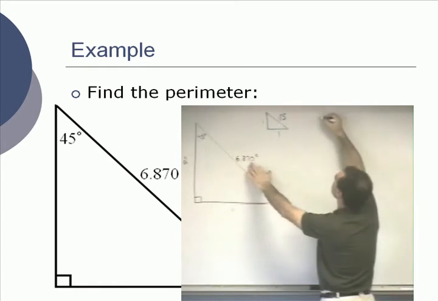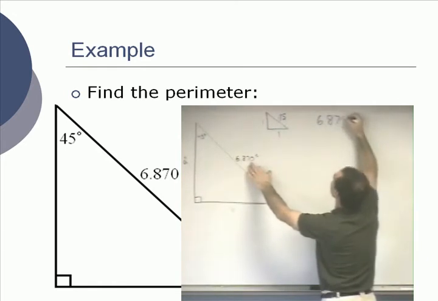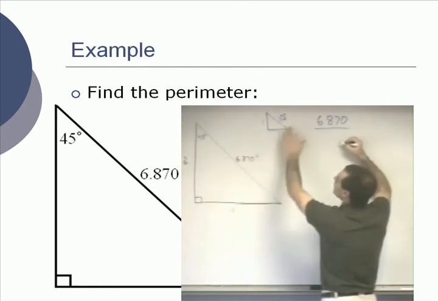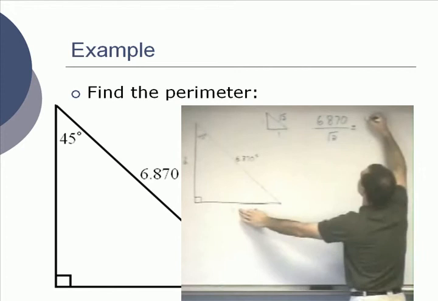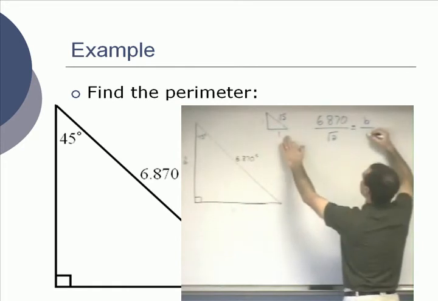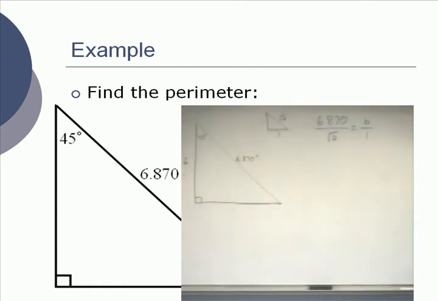We've got 6.870 over the square root of 2. That has to equal b over 1. 6.870 over the square root of 2 equals b over 1. There's our proportionality. That's a similar triangle fact that we just used. Agree? Well, there it is. Solve for b. B is already solved. Over 1 doesn't really change anything.